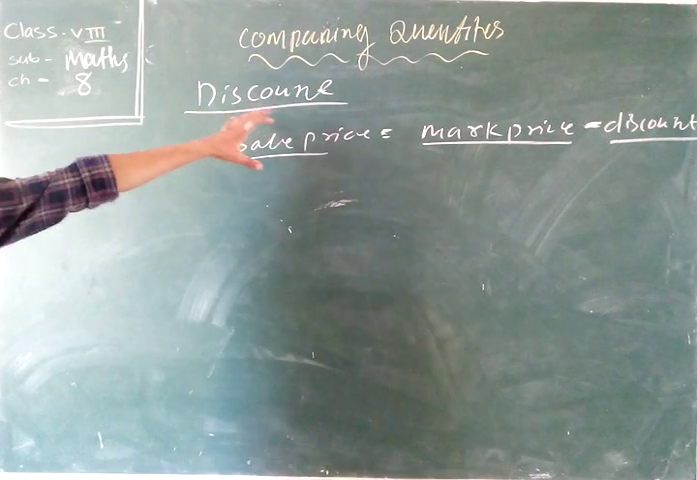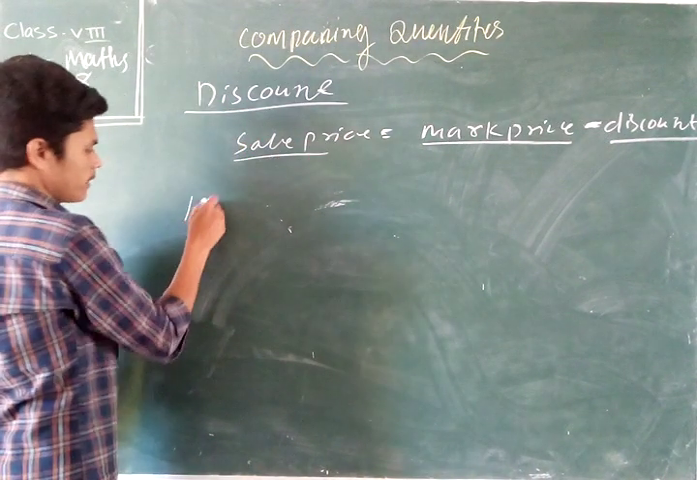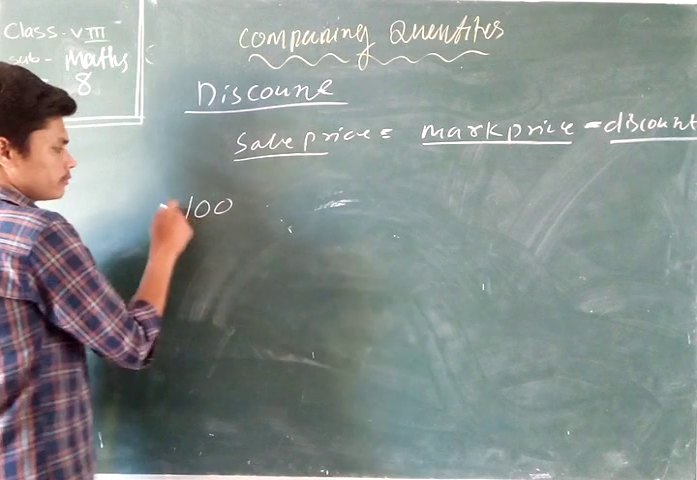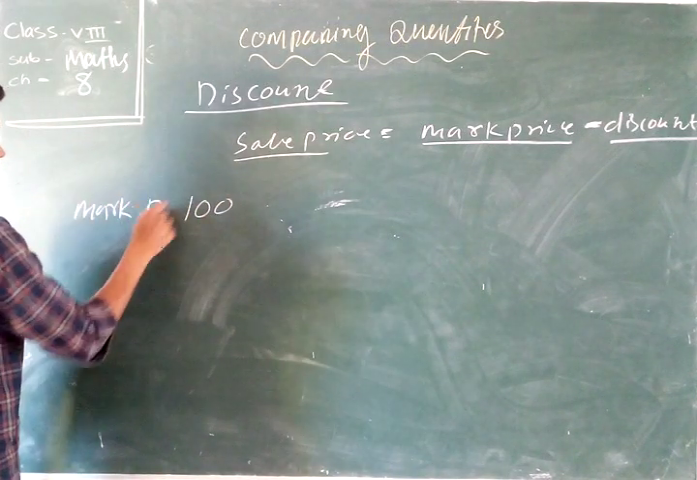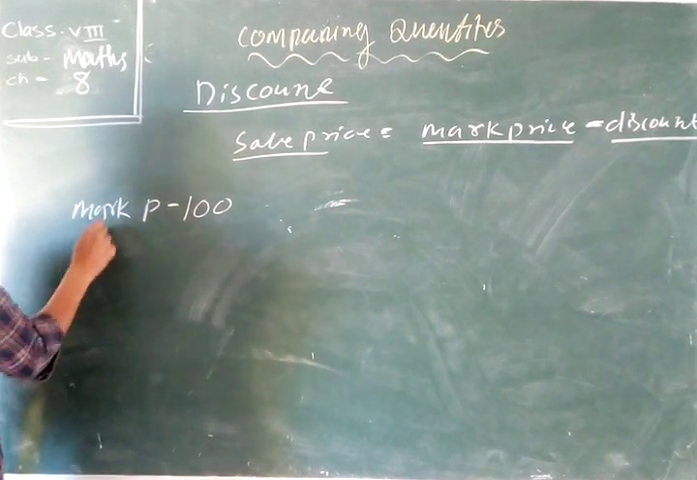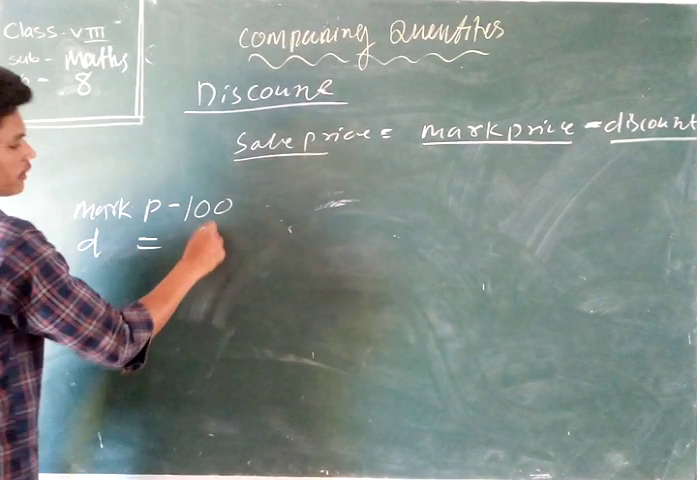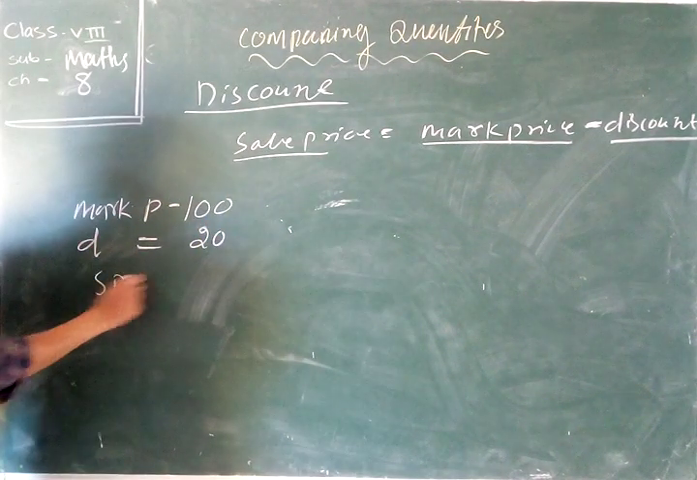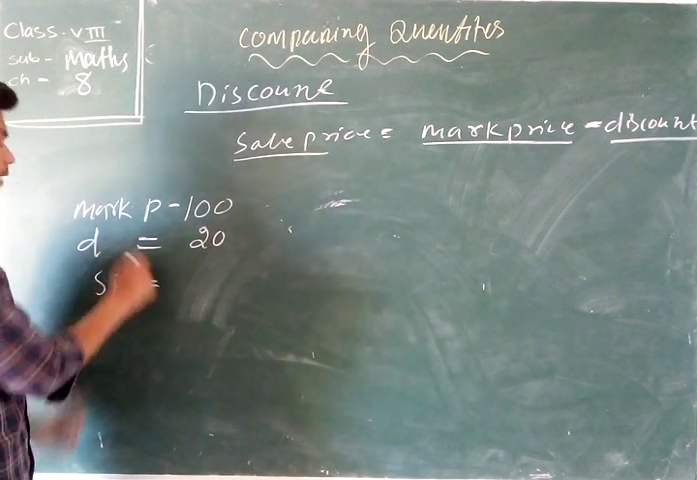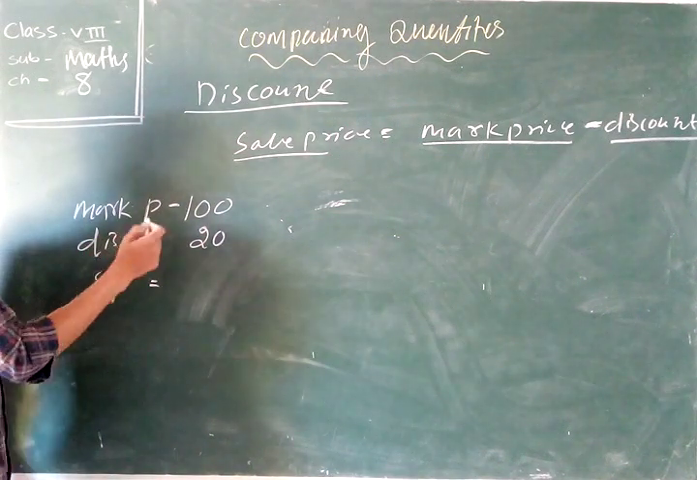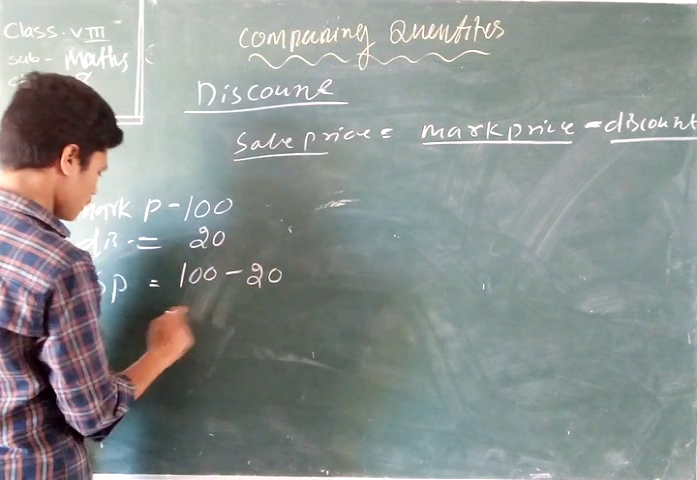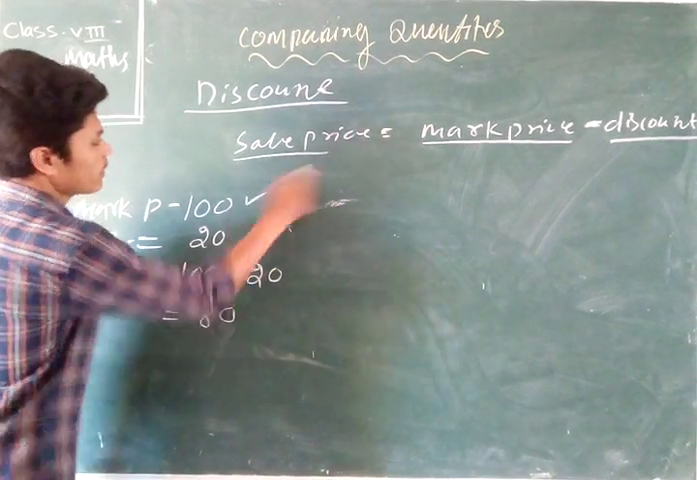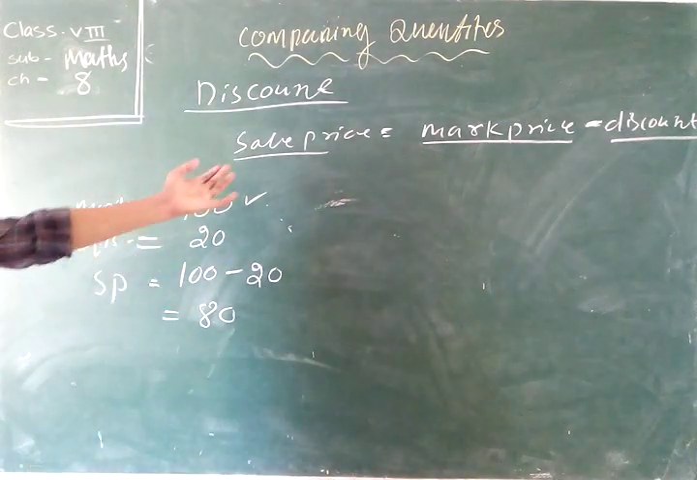Then how much do you give? Suppose the mark price is 100 rupees and the discount is 20. Then what is the sale price? Mark price minus discount: 100 minus 20 equals 80. The sale price is 80. Then we can easily find it.